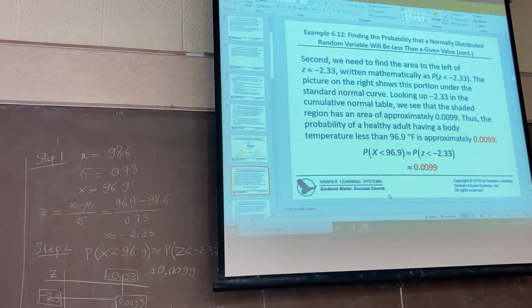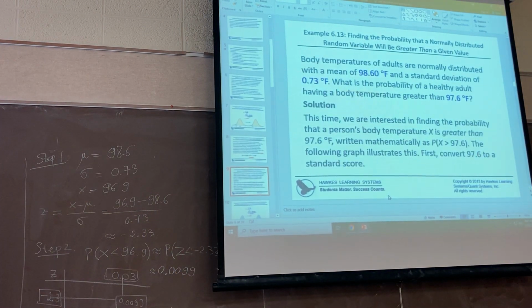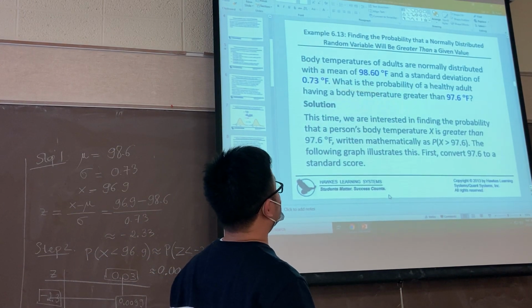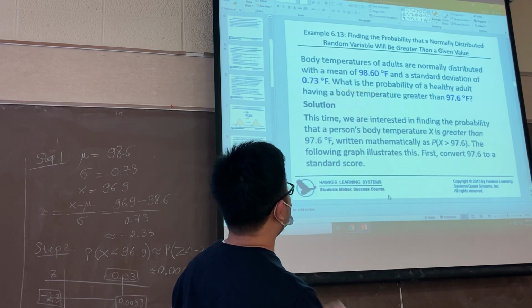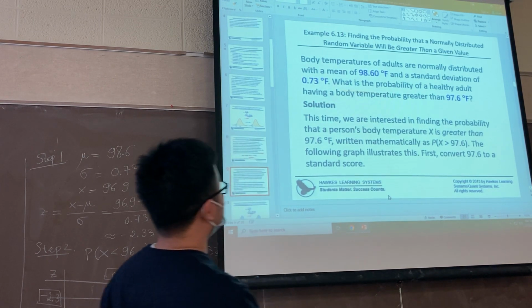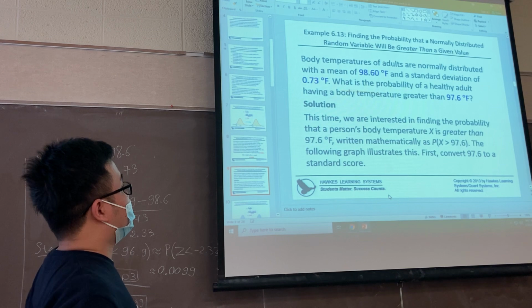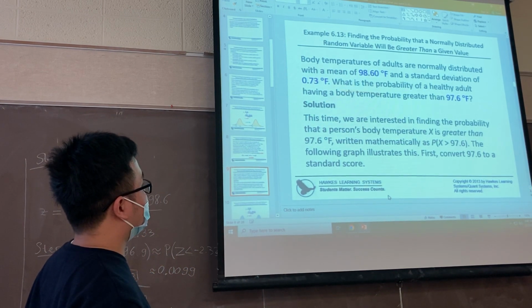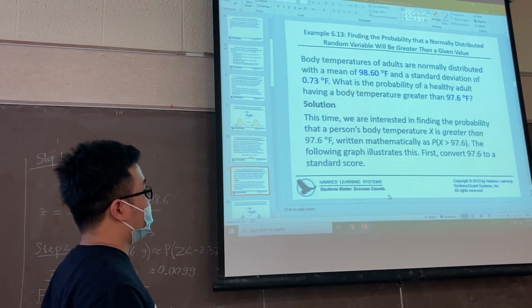And we will move on to the next example. The body temperatures of adults are normally distributed with a mean of this number and a standard deviation here. And the question is, what is the probability of healthy adults having a body temperature greater than this number?